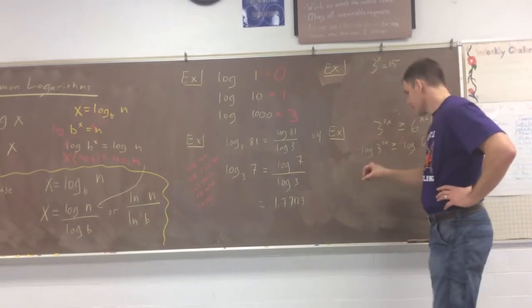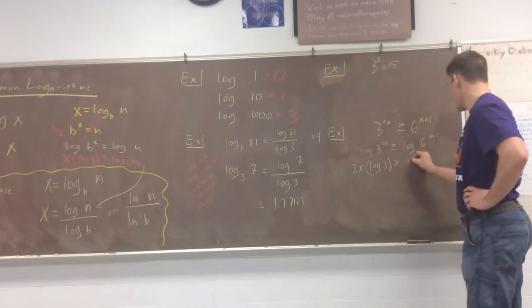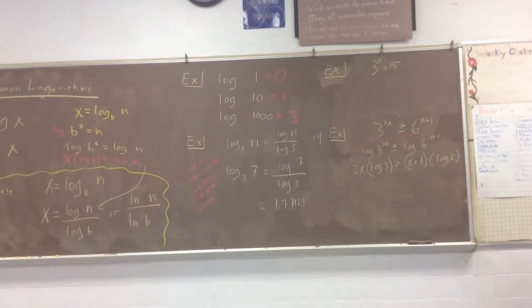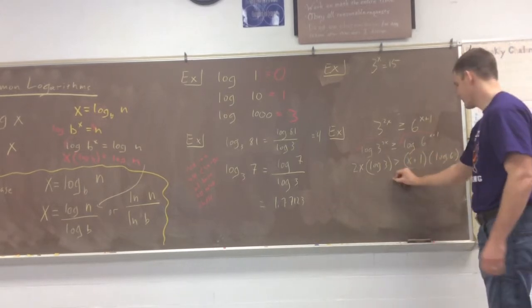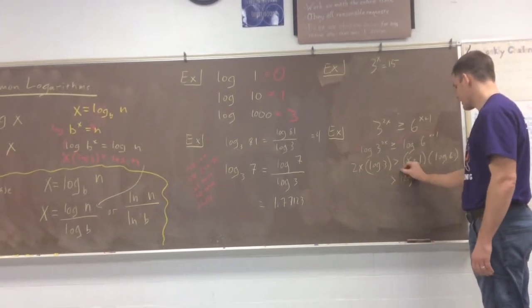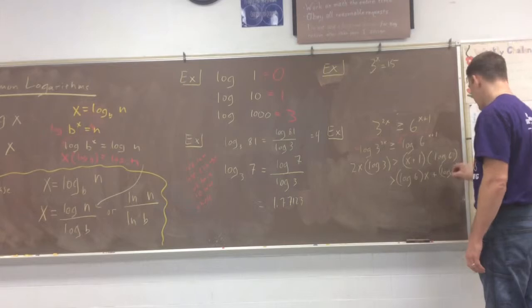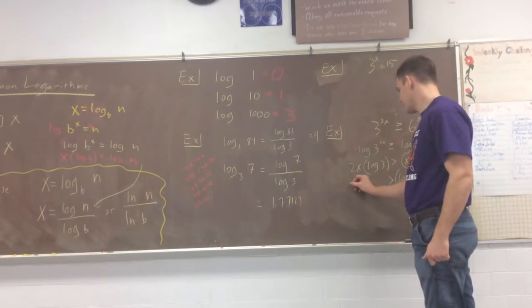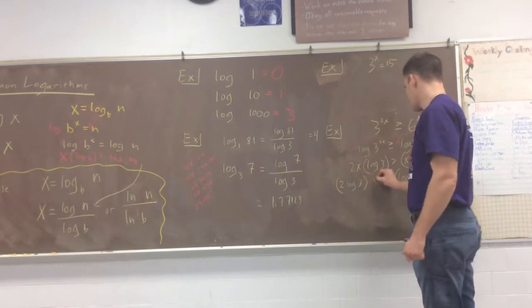All right, so same thing. Bring a 2x down. Log times the log of 3 is greater than or equal to x plus 1 times the log of 6. So, we have to get all the x's on one side, correct? I'm going to go ahead and distribute this. Log of 6 times x plus the log of 6 times 1. This is all equal to 2 times the log of 3 times x.